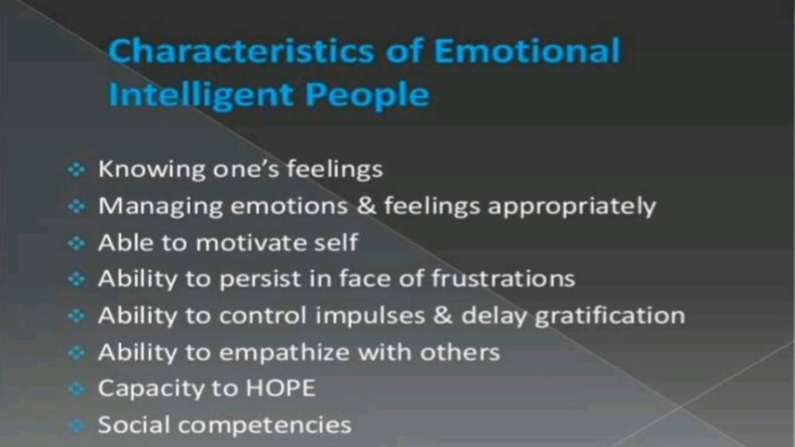Characteristics of emotionally intelligent people. Knowing one's feelings, managing emotions, able to motivate self, ability to persist in the face of frustrations, controls impulses, ability to empathize with others, capacity to hope, social competences.